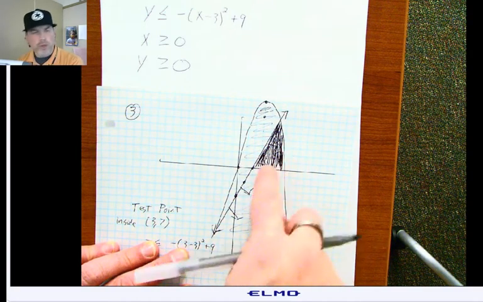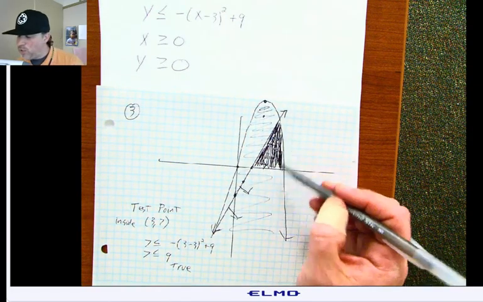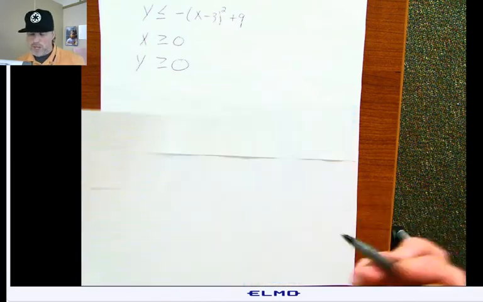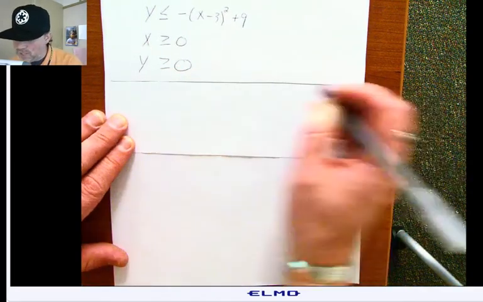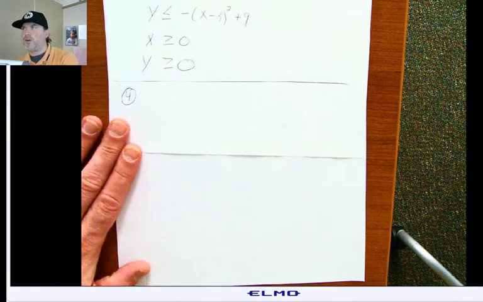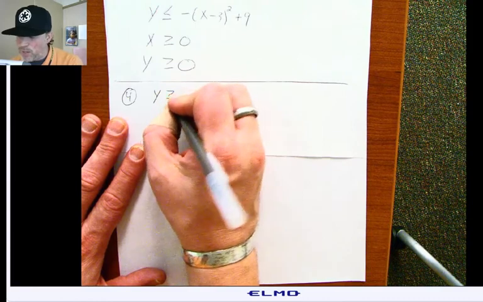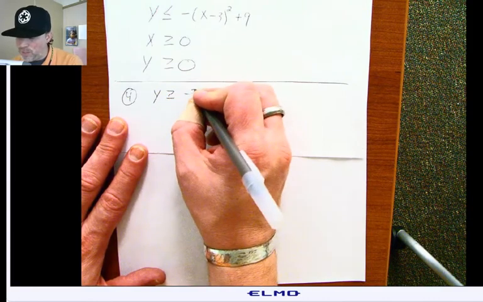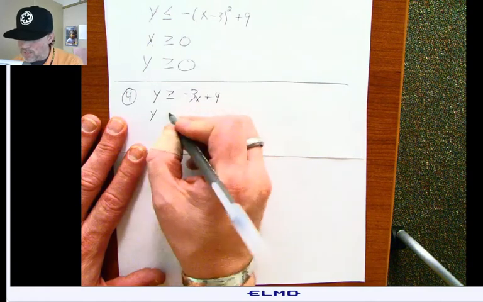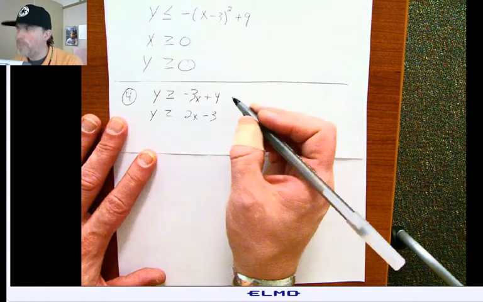Now, usually, these graphs, when you're given 3 or 4 inequalities, usually your graph would be contained like it is on this one. But sometimes, I'm going to do one more example, number 4. And let me show you an example where a graph might not be contained. Let's say I had y is greater than or equal to negative 3x plus 4. And I have y is greater than or equal to 2x minus 3.